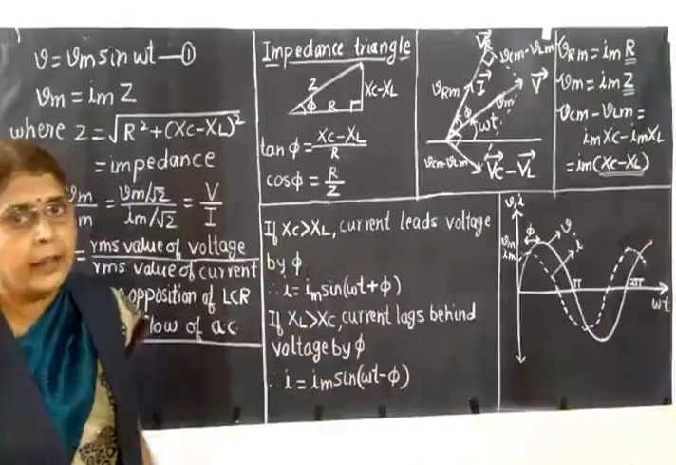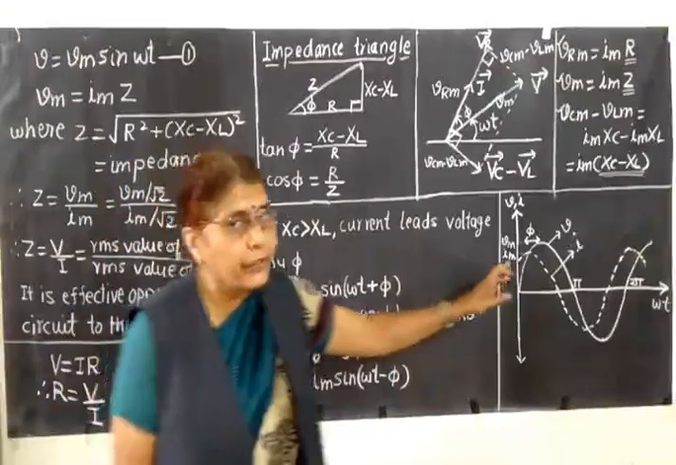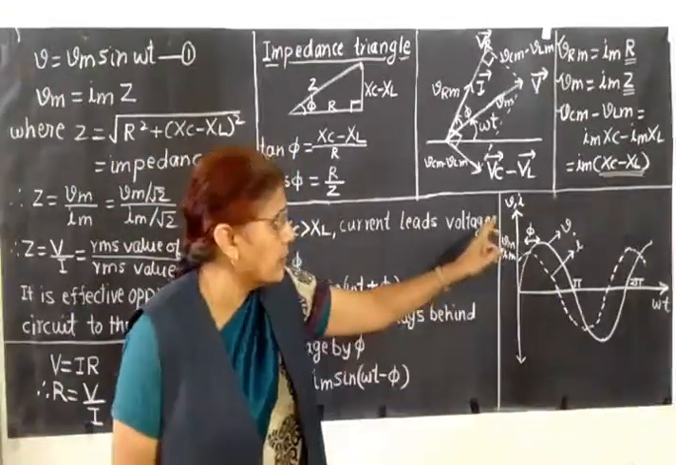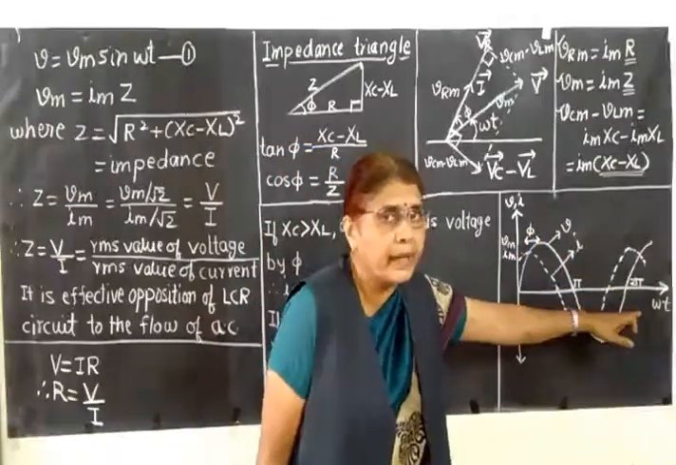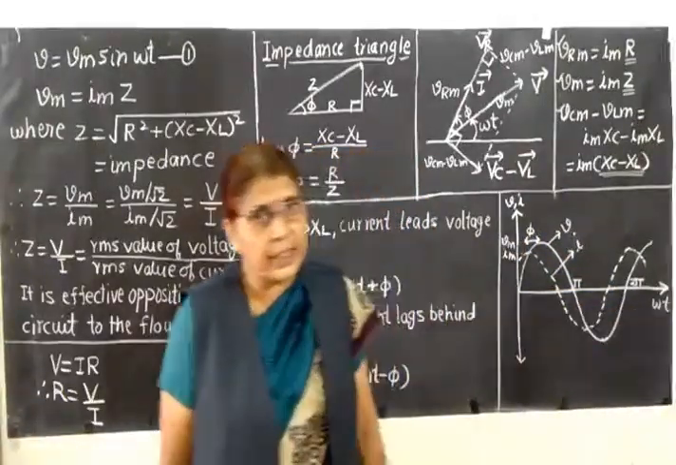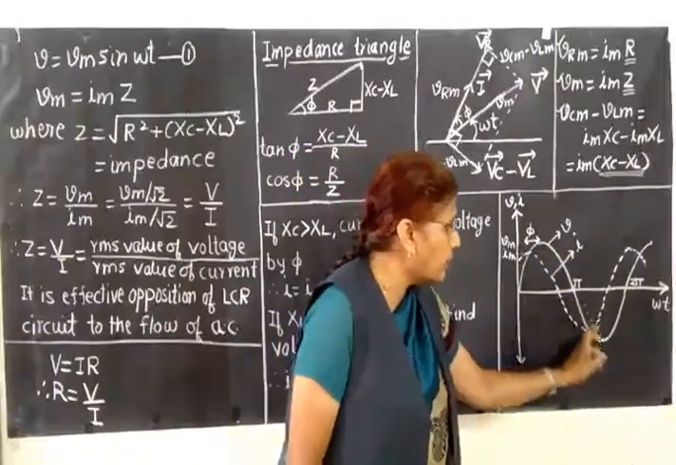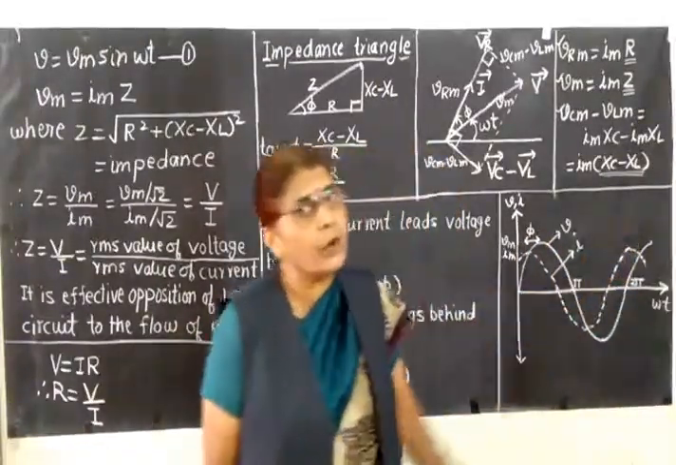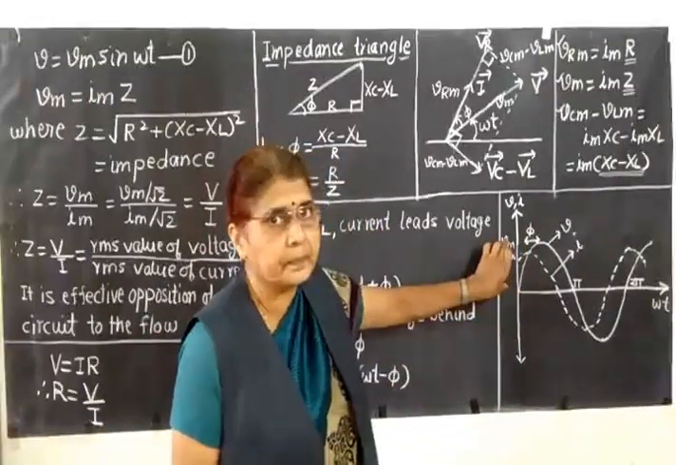Now the same relations between voltage and current we can show in the waveform relation. So this is the graph of voltage and current against omega t. First we shall draw the voltage waveform. It will be a sine curve like this. The solid line gives you the voltage waveform. The peak value of the voltage is Vm.